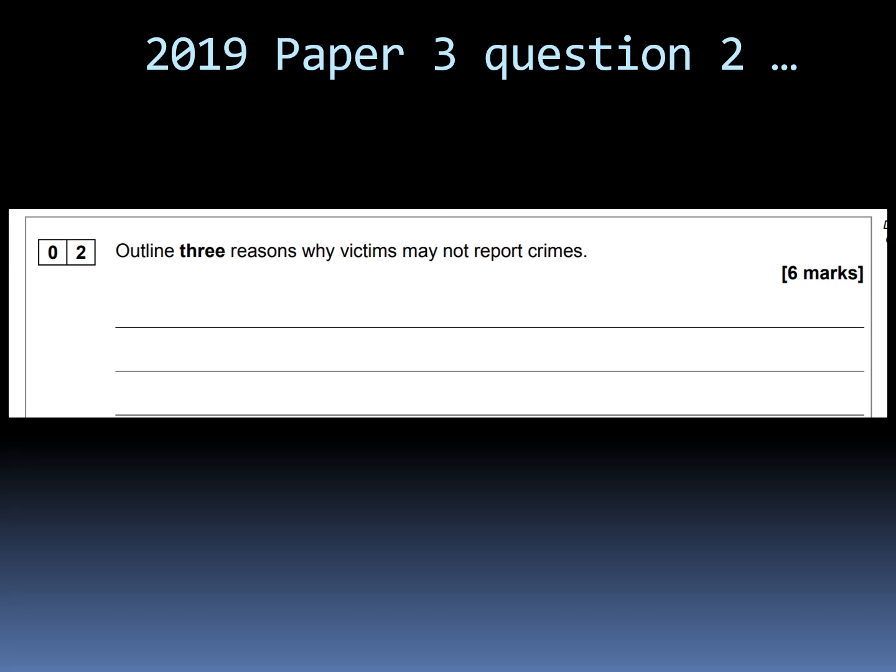Now the trigger words for this question are reasons and victims not reporting crime, and you'll get 1 mark for each of the reasons and a 2nd mark for explaining it. And here it's sometimes useful to give an example of a crime and then work back to why that victim might not report that crime. You may want to pause this here so you can have a little bit of a go, and then you're going to check it out with the mark scheme.